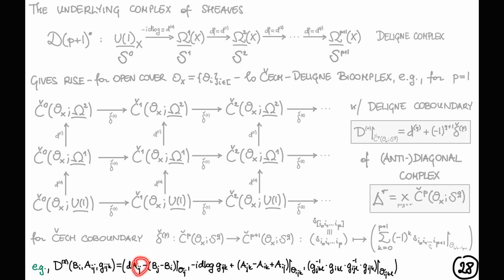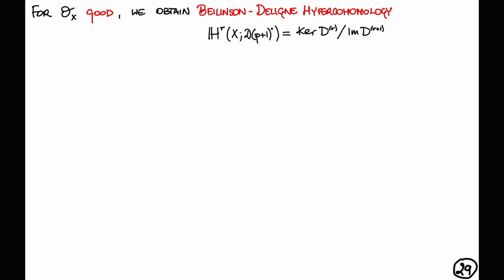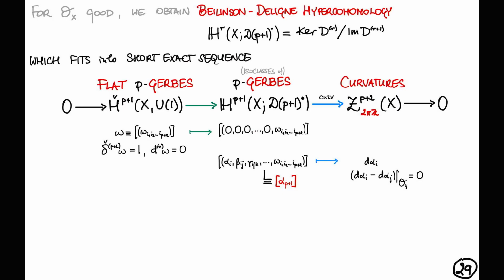But then BJ minus BI, previously the gluing of AJ and AI was given by the transition mappings of the principal bundle. Now it's given by 1-forms, AIJs. And then 1-forms glue in some way, in a way that is controlled by U1-valued maps with 3 indices, because the gluing is on OI intersected with OJ intersected with OK. OK, so here we have the Beilinson-Deligne hypercohomology, and now we have gerbs.